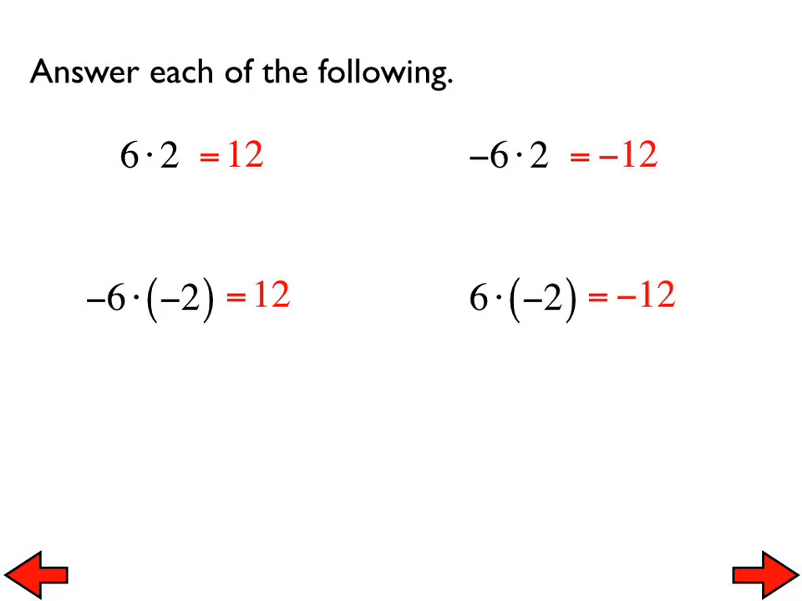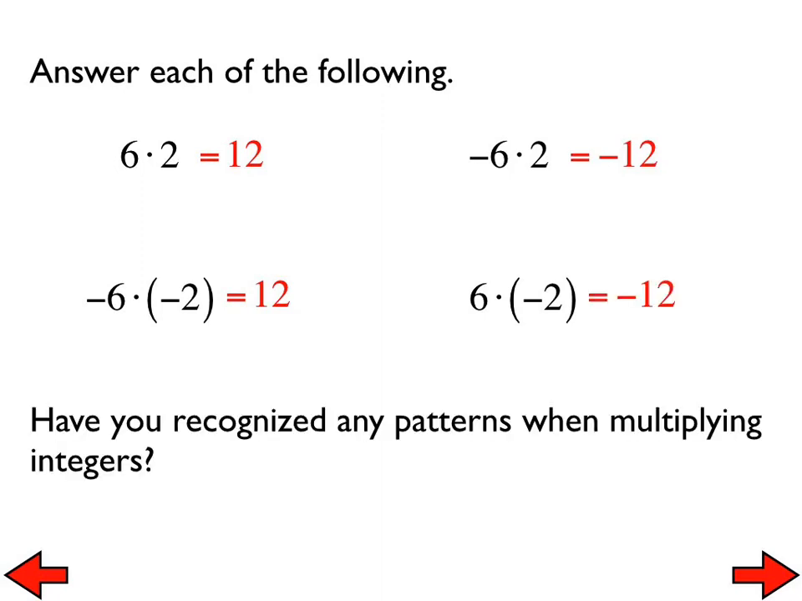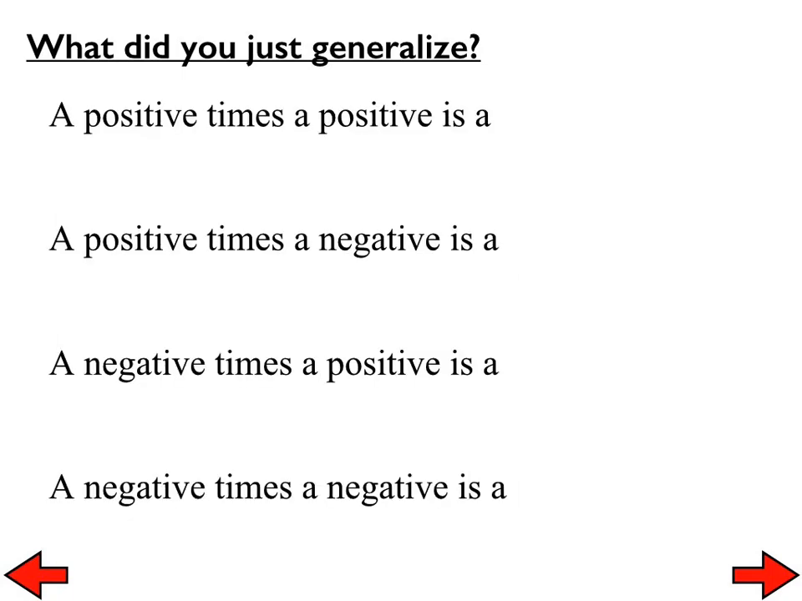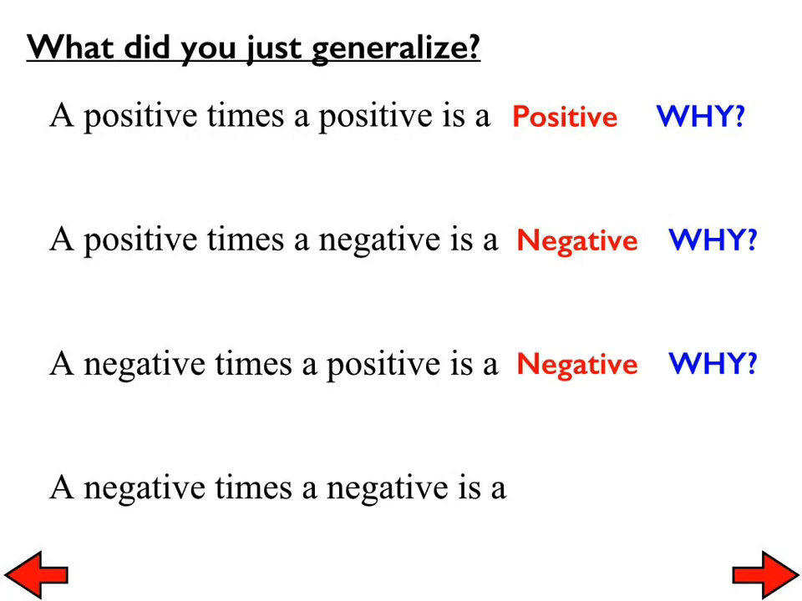And so what that leads us to is basically this idea right here, that a positive times a positive is what? Positive. A positive times a negative is? Negative. Yes. And a negative times a positive is? Negative. And a negative times a negative is? Positive. Yeah, and the why part of it is much like we discussed early in the lesson.